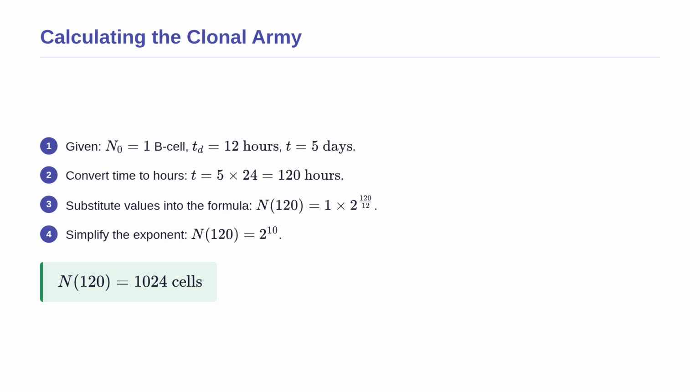Next, we substitute our known values into the equation. Our initial cell count is 1, total time is 120, and doubling time is 12. Dividing the exponent gives us exactly 10 division cycles. 2 raised to the power of 10 yields our final answer, 1,024 identical B cells ready to fight the virus.